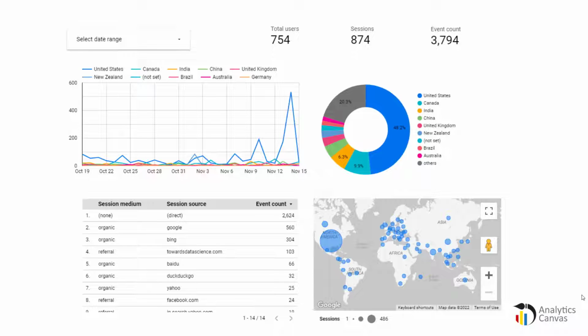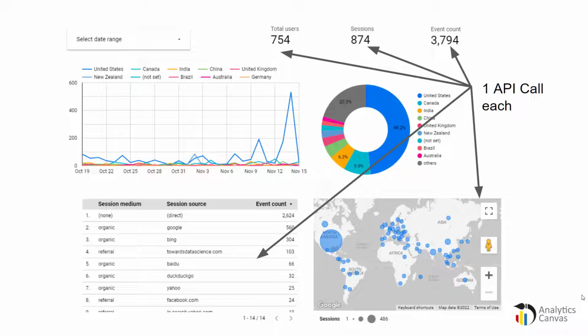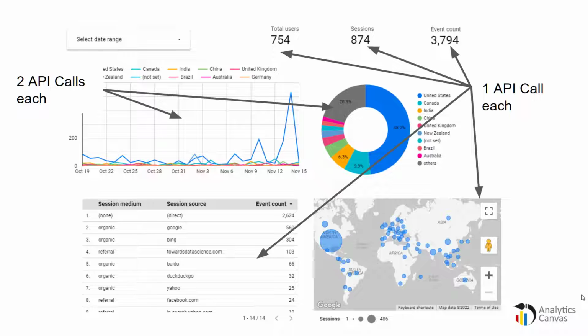Every element on this report will cause a certain number of API calls. These elements will cause one API call each. These elements will cause two API calls each, one for the data and one for the legend. So this report has a total of 9 API calls. The limit is 10, so refreshing this report won't give us an error. But if we add elements or if two users refresh at the same moment, we could see quota errors.